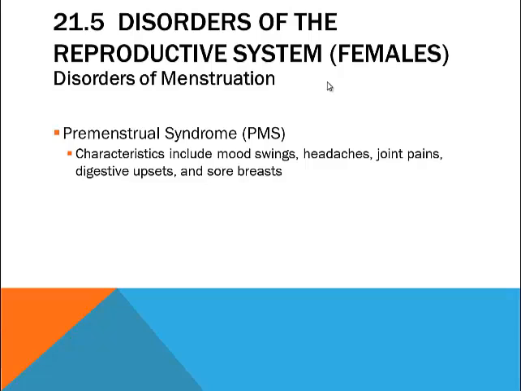PMS, or premenstrual syndrome, is characterized by mood swings, headaches, joint pains, digestive upsets, and sore breasts. Treatments include applying heating pads to the lower abdomen, drinking warm beverages, warm showers or baths, and over-the-counter anti-inflammatory medications. During this disorder, you need to avoid salt, sugar, caffeine, and alcohol.